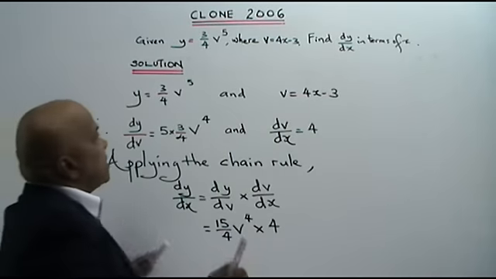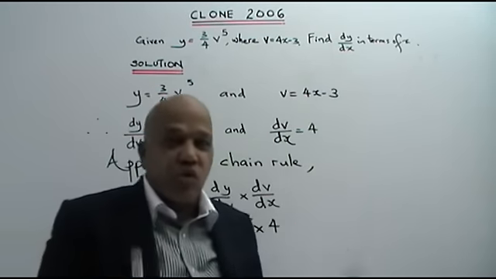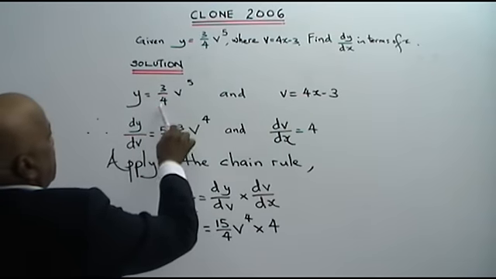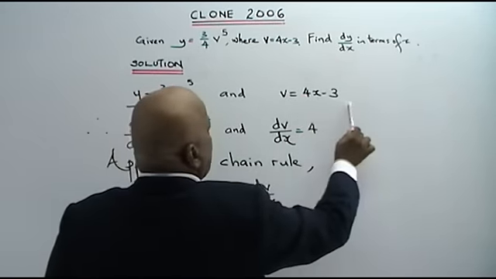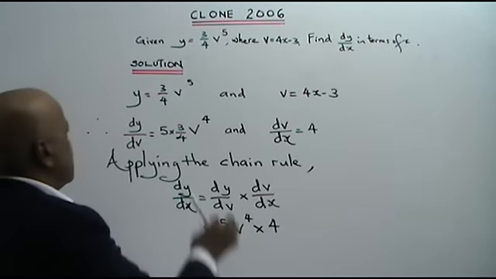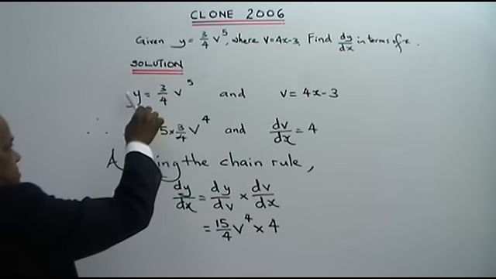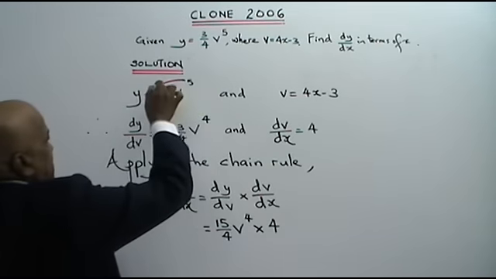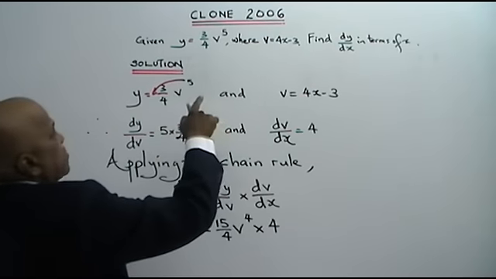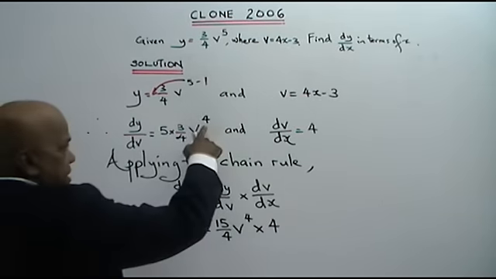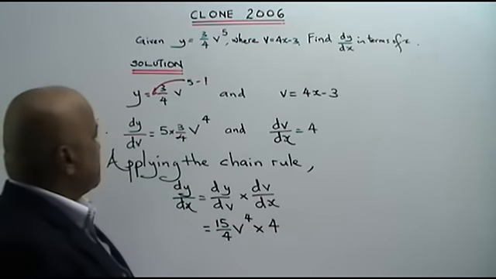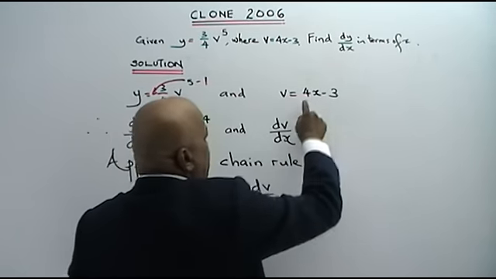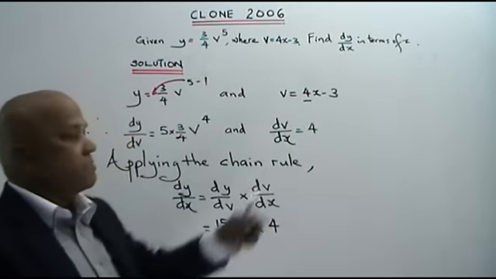Okay, this question involves the chain rule. So you are given y equals 3 over 4v to the power of 5 and v equals 4x minus 3. From here you differentiate dy/dv. When you differentiate, you get 5 times, this 5 comes forward, 5 times 3 over 4v to the power of 5 minus 1, that is 4. And from here, dv/dx is equal to 4. Just 4. Only this.